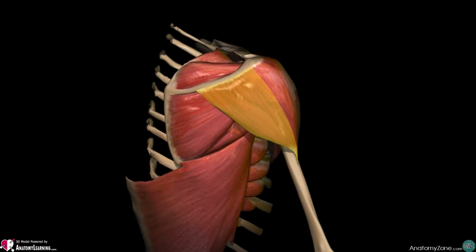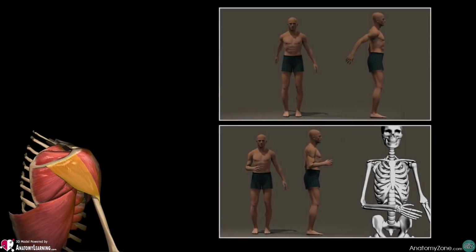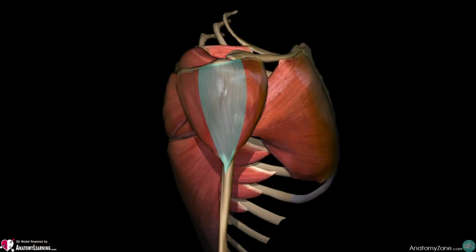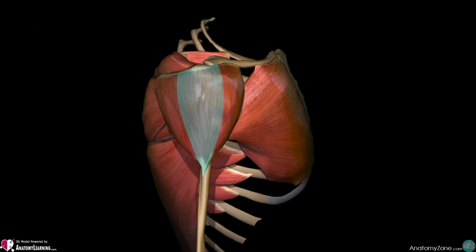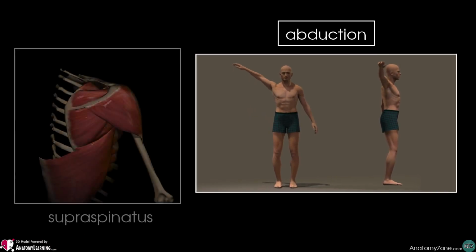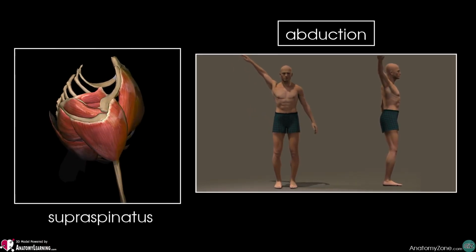The posterior fibers do the opposite. They extend the shoulder and cause lateral rotation or external rotation of the humerus. The posterior fibers act synergistically with the trapezius and teres major muscles. The lateral fibers, arising from the acromion, are powerful abductors of the shoulder and are assisted by the supraspinatus of the rotator cuff in this movement.